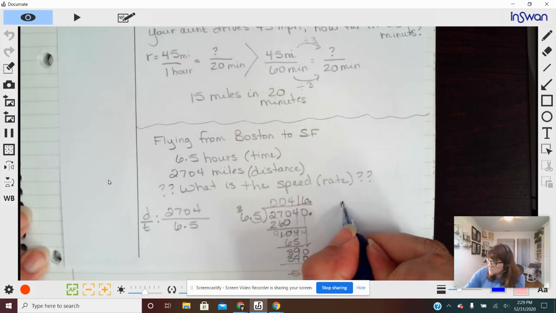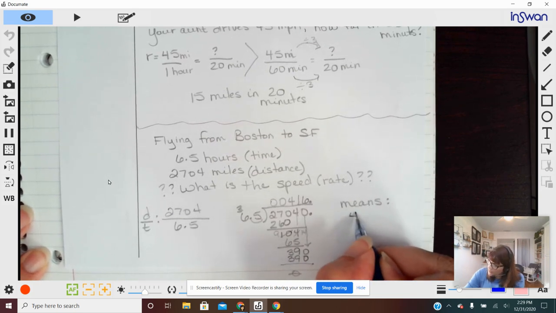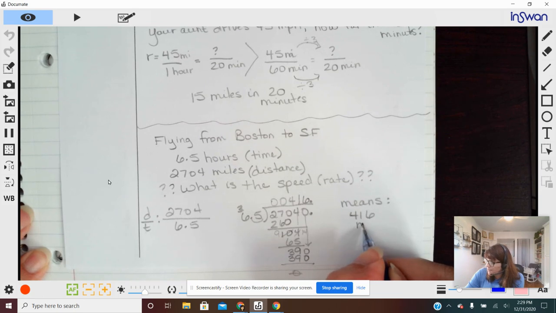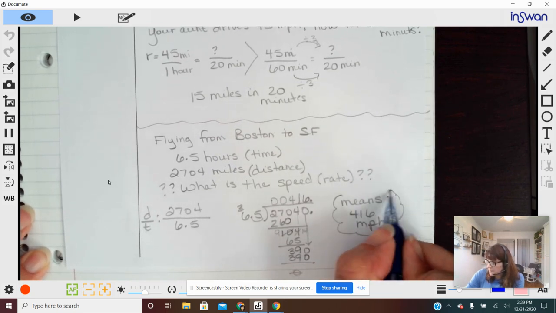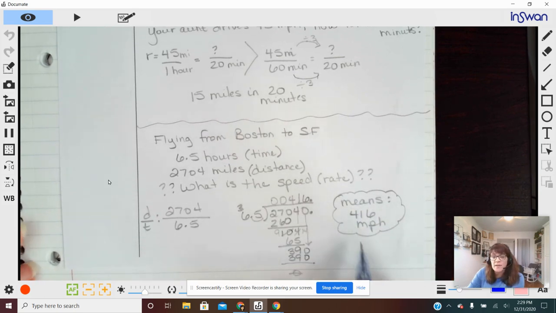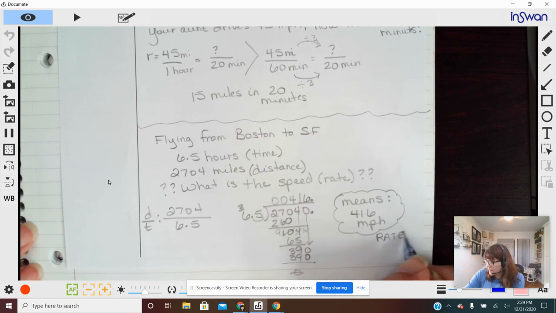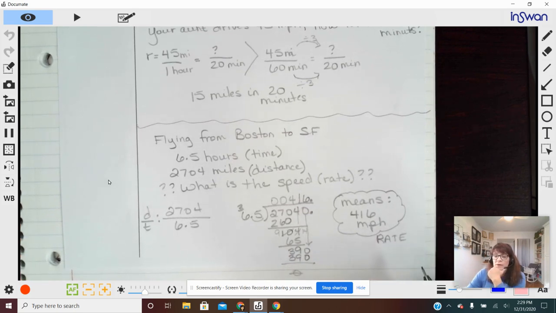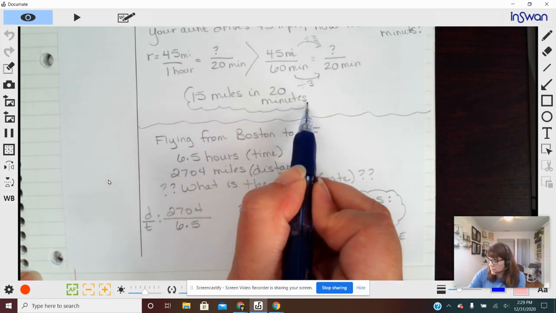So this means 416 miles per hour is the rate, okay, of your airplane. And if you've ever been on an airplane that has one of the onboard computers where you can watch it, you'll know, yep, that's pretty accurate. Okay?